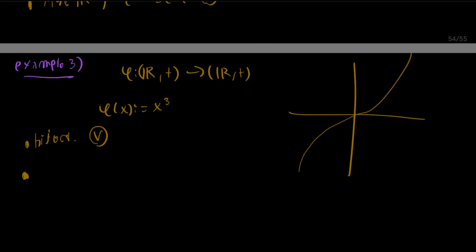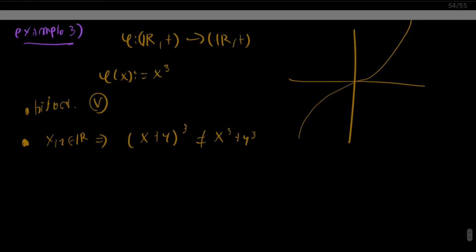So if we have, for example, x and y in R, then of course we know that in general (x plus y) cubed is not equal to x cubed plus y cubed. And so from this fact it follows that our function phi is not an isomorphism of groups.